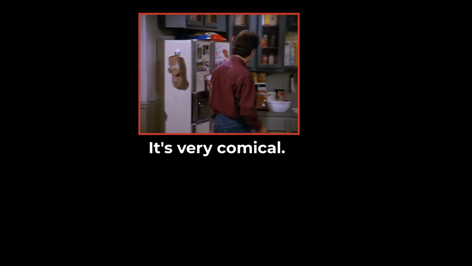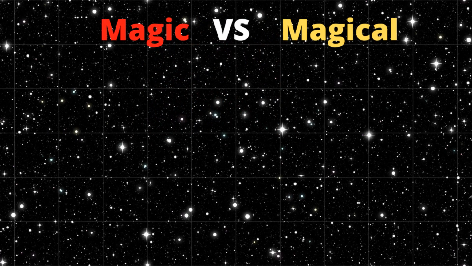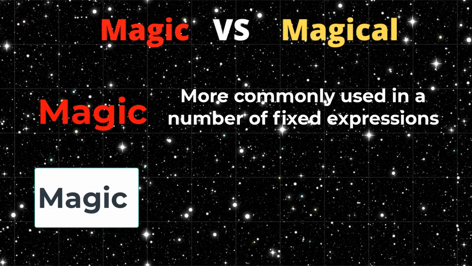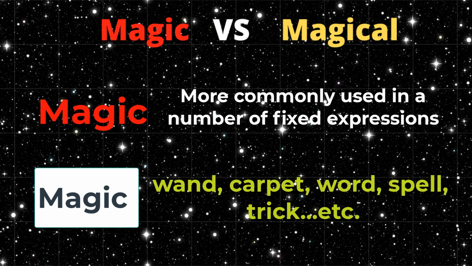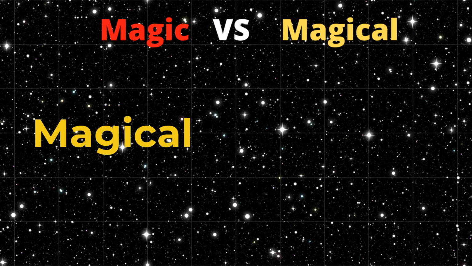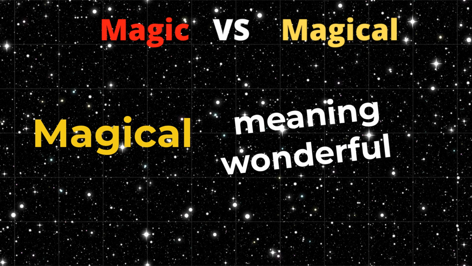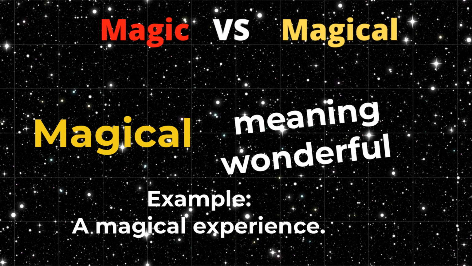It's very comical. The sixth pair of adjectives is magic and magical. Magic is more common and it is used in a number of fixed expressions such as magic wand, magic carpet, magic word, magic spell, and magic trick. Magical can be used instead of magic, but when it is used metaphorically, it means wonderful or exciting. For example, a magical experience. It means an exciting experience.